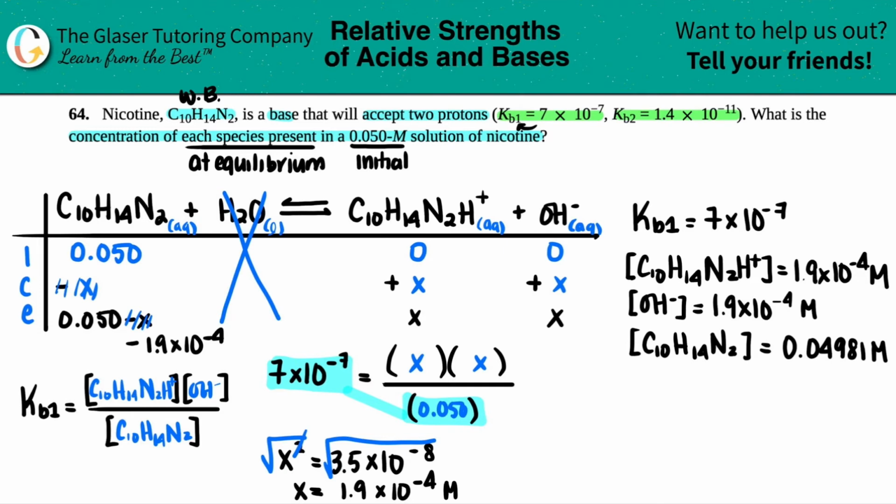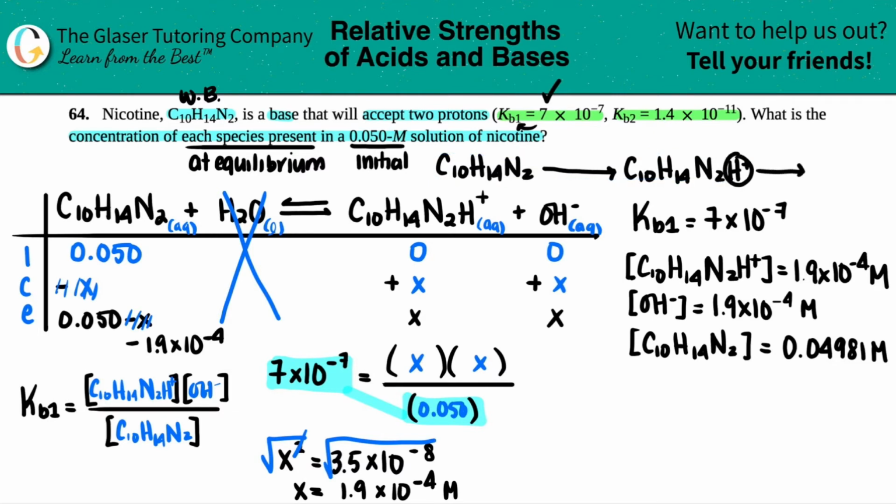Okay. So, now we did Kb1. But we need to now find out what's going on with the second proton. It will accept 2 protons. So now it's like a chain reaction. If this, or maybe I'll just write it out here, C10H14N2, we accepted 1 proton to get to C10H14N2H+. Now we're going to accept the second proton, right?